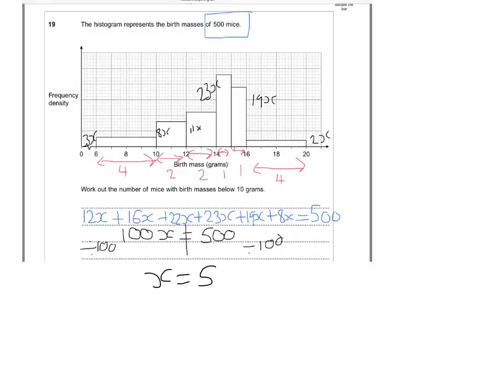This is really important, however, we need to make sure we're clear on what the question is now asking. So it says below 10 grams. So if we look in there, we've got below 10, so it's all of that area which I've just pointed out, so I'll shade it.